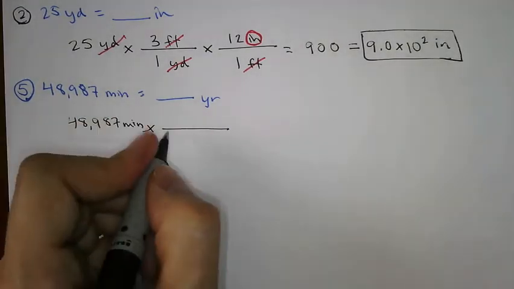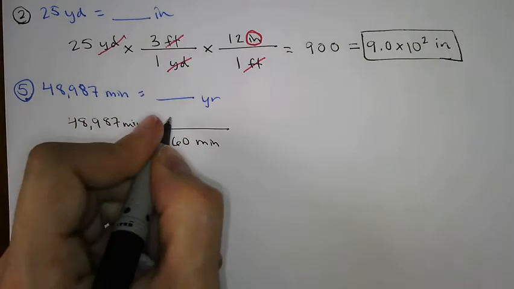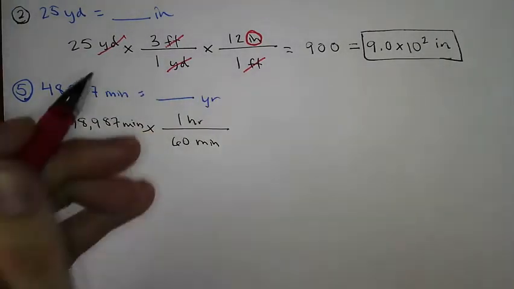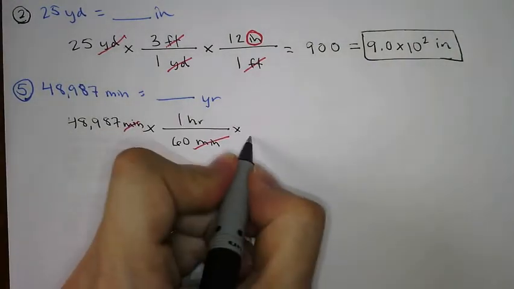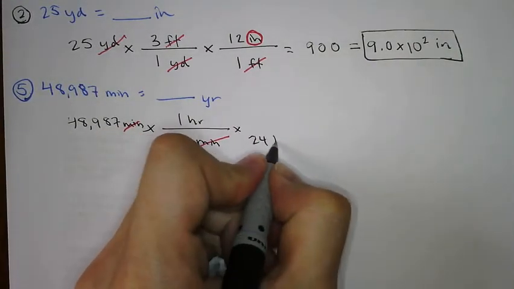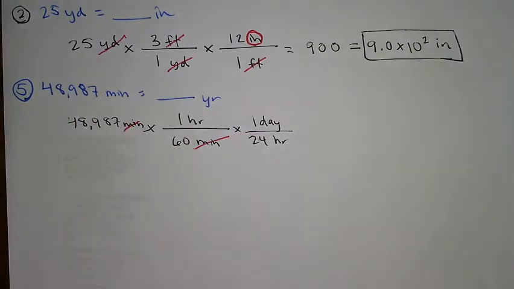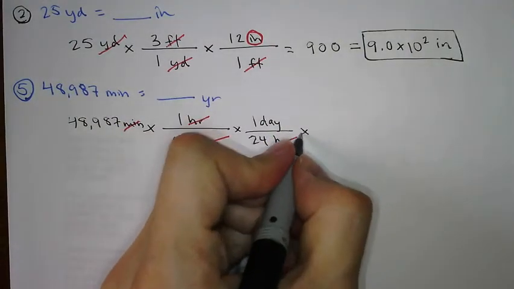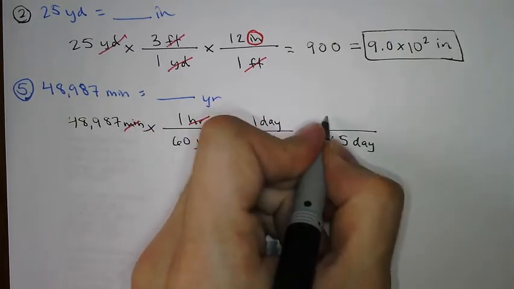Okay, I know that there are, canceling the unit, 60 minutes in 1 hour. I'll start with that. Let's see, minutes are gone. I'm now dealing with hours. I also know that there are 24 hours in 1 day. Okay, I can keep going with that. And then I also know that there are 365 days in 1 year.